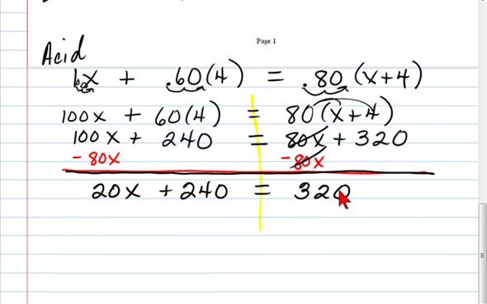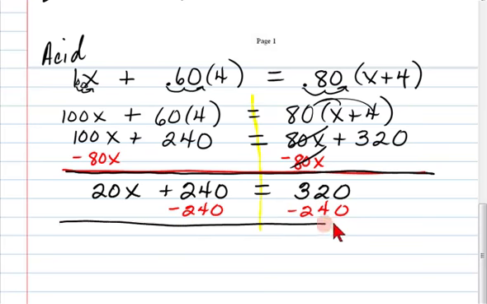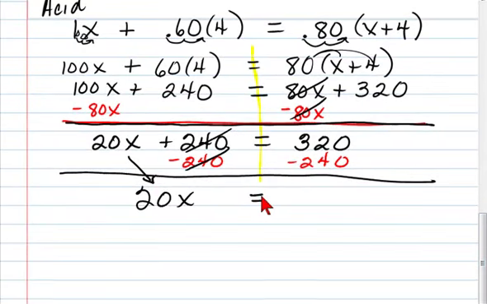Okay, now, the silly phrase I've used in the past is, where's the party going on? On the left-hand side, because that's where the variable is. So what do you need to get rid of? 240. So I'm going to subtract 240, subtract 240, because whatever I do to the left side, I have to do to the right side. That leaves me with 20x. Those 240s are inverses. Equal sign. What is 320 minus 240? 80.